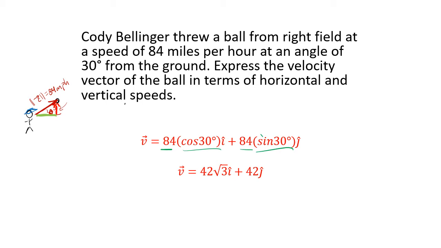Now, in this case, because 30 degrees is one of our really common angles, and we know their exact values, like we can express them with radicals, we can just say cosine of 30 degrees is square root of 3 over 2. So 84 times the square root of 3 over 2 gives us 42 times the square root of 3 i hat, and then 84 times the sine of 30 degrees, which is 1/2. So 84 times 1/2 is 42 j hat. Okay, so those are the components of the throw, right? The horizontal speed and the vertical speed of that throw.